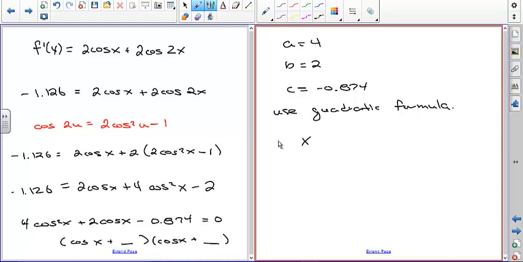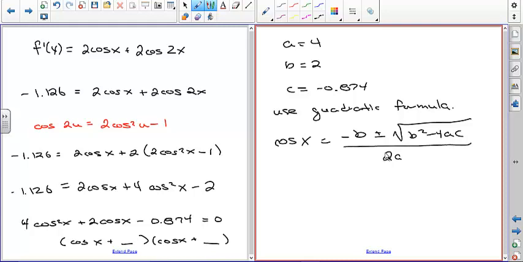We could say what we're really solving for is the cosine of x is equal to minus b, plus or minus the square root of b squared minus 4ac, over 2a. I guess we could do that. Yeah, that makes sense. Okay.